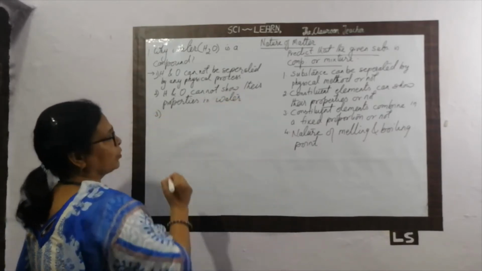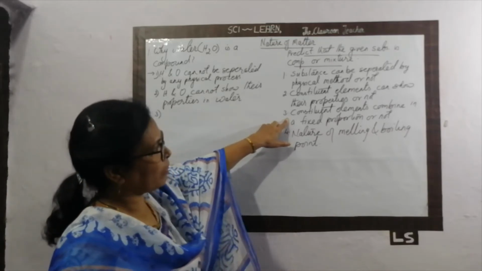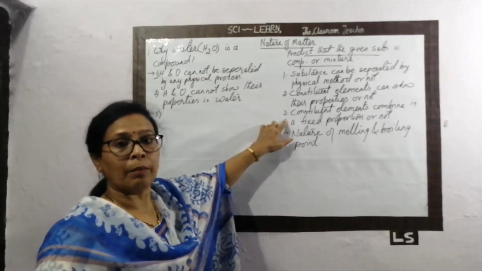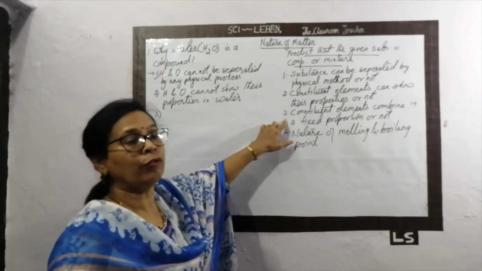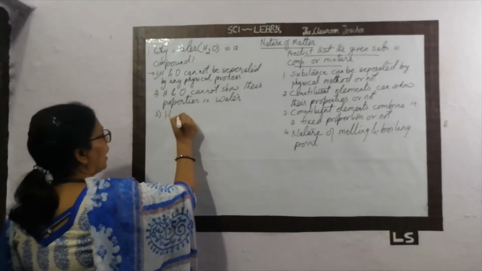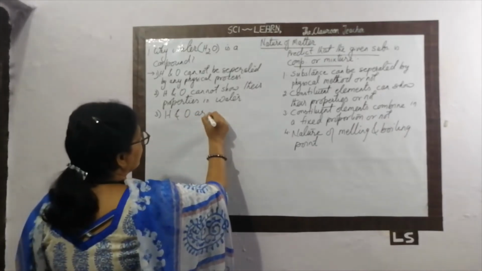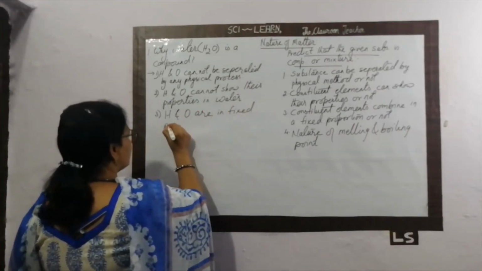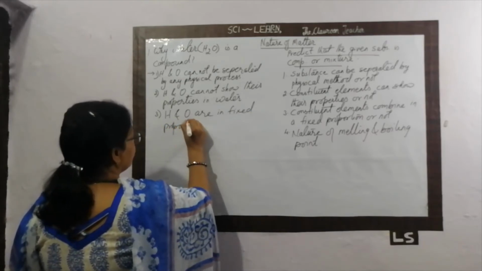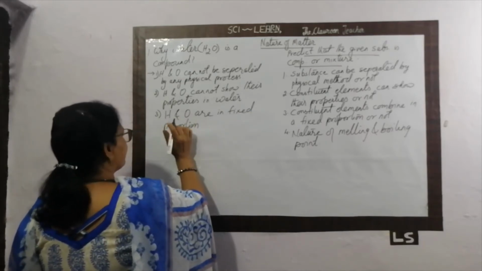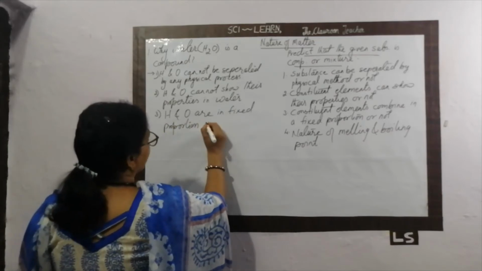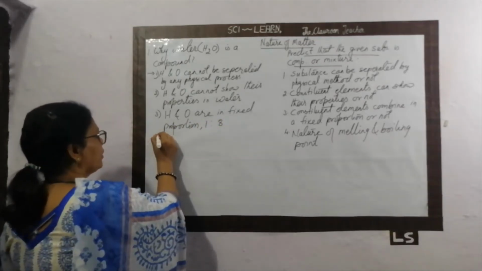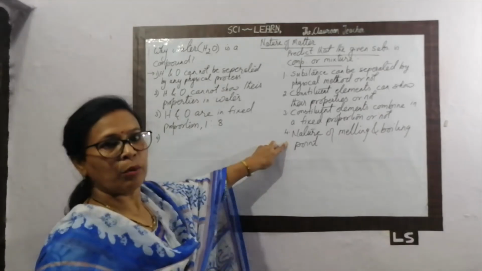Now, the third reason for that: constituent elements combine in a fixed proportion. We know that hydrogen and oxygen combine in a 1:8 ratio to form water. Hydrogen and oxygen are in a fixed ratio proportion, and that is 1:8.